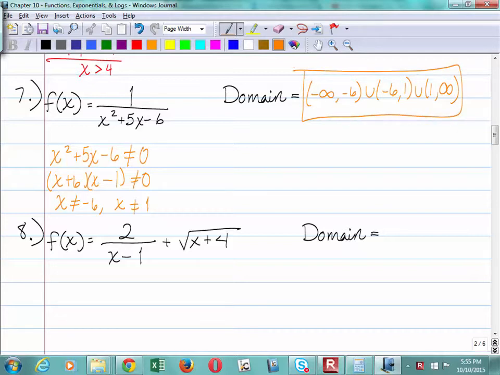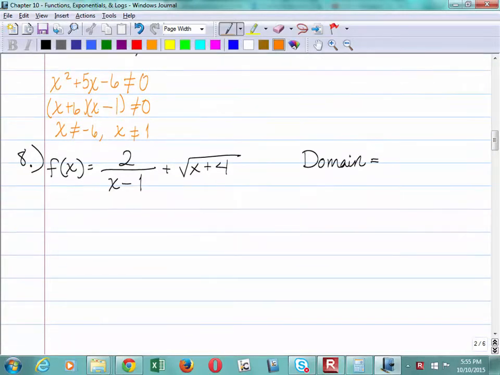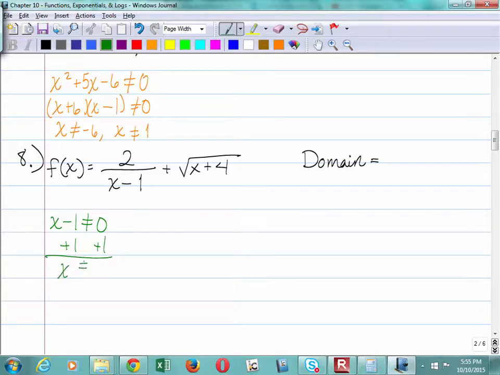Okay, number 8. So in this case, again, we have both domain restrictions in one problem, but this time it's a little bit different because they're two separate things. So let's just do them as two separate things. So we would have x minus 1 cannot be equal to 0. So we would add 1 to both sides to give us x cannot be equal to 1. Then we would have x plus 4 must be greater than or equal to 0. Subtract 4 from both sides, so x must be greater than or equal to negative 4.